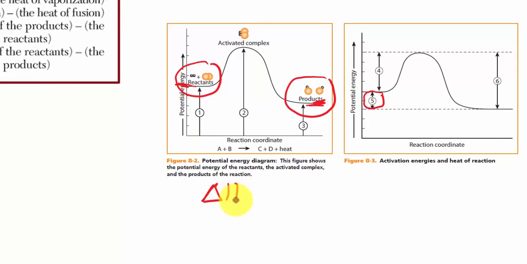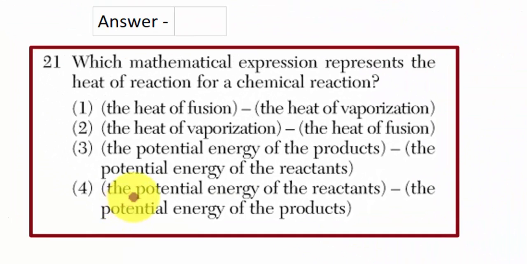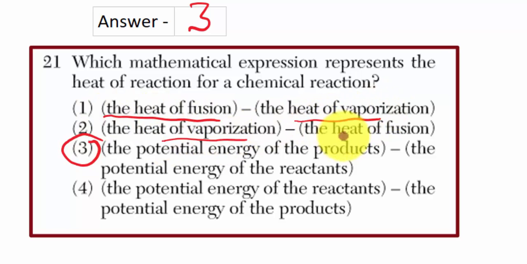So our delta H, we're going to have to start with the products and subtract from it the reactant energy in order to get the actual delta H. The answer that corresponds with that is number 3. It's the potential energy of the products minus the potential energy of the reactants. Answers 1 and 2 are really bad decoys here because they're not even talking about this unit, potential energy diagram. They're talking about heat of fusion, heat of vaporization. Those are phase changes, not even involved here. And number 4 is just the opposite of the correct answer.